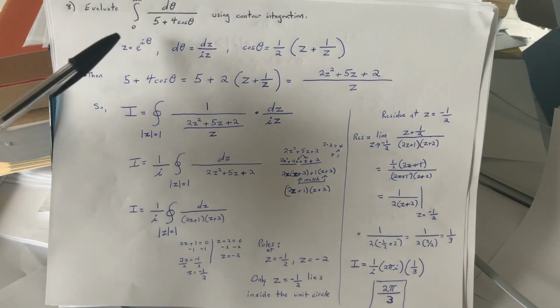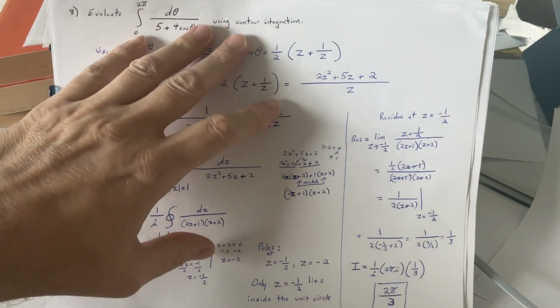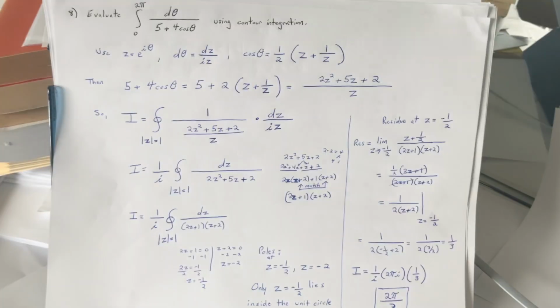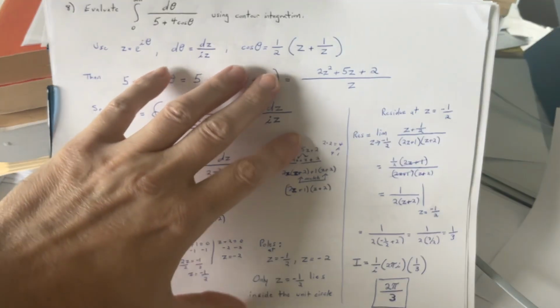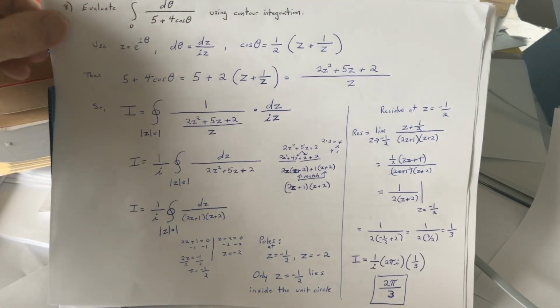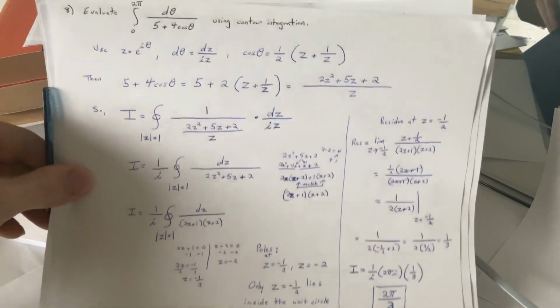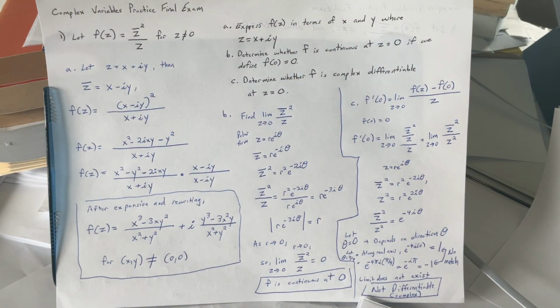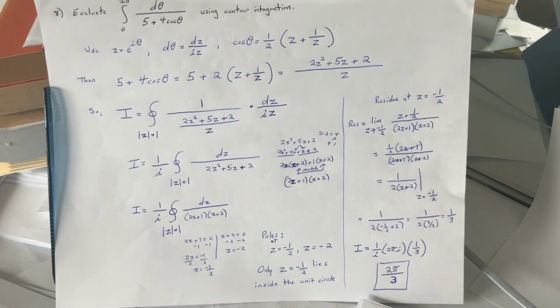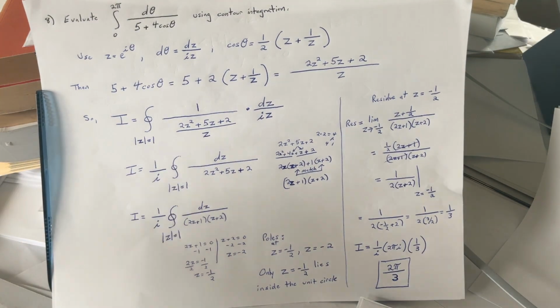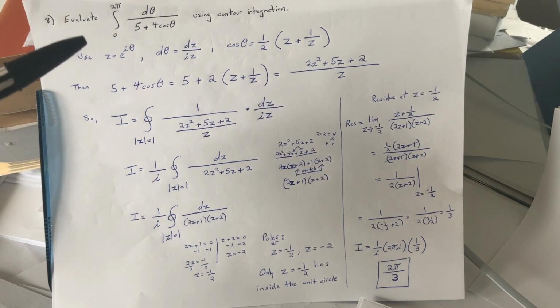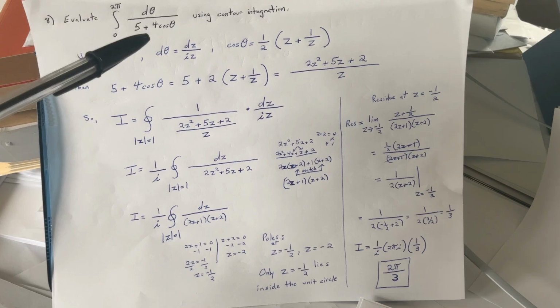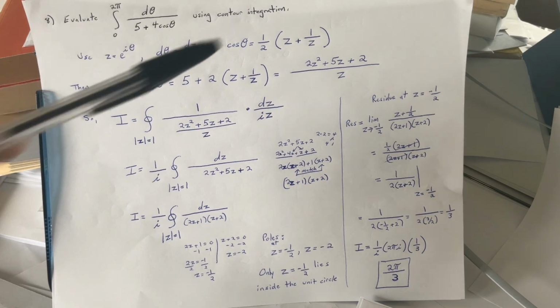Okay, so we have this integral from 0 to 2 pi. Let me just rearrange this. Let's see if it works now. That's a 2 pi upper bound there for that limit of integration. So evaluate the integral from 0 to 2 pi of d theta over 5 plus 4 cosine theta using contour integration.